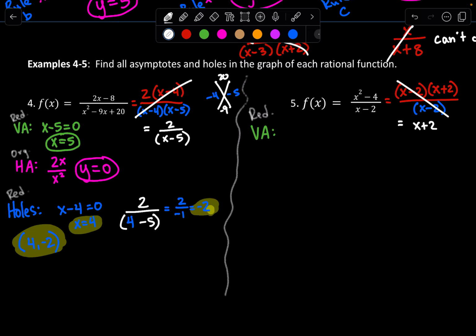So in this case, there's not going to be a vertical asymptote because there's no denominator. We don't have anything underneath for us to worry about. So we would just say none.